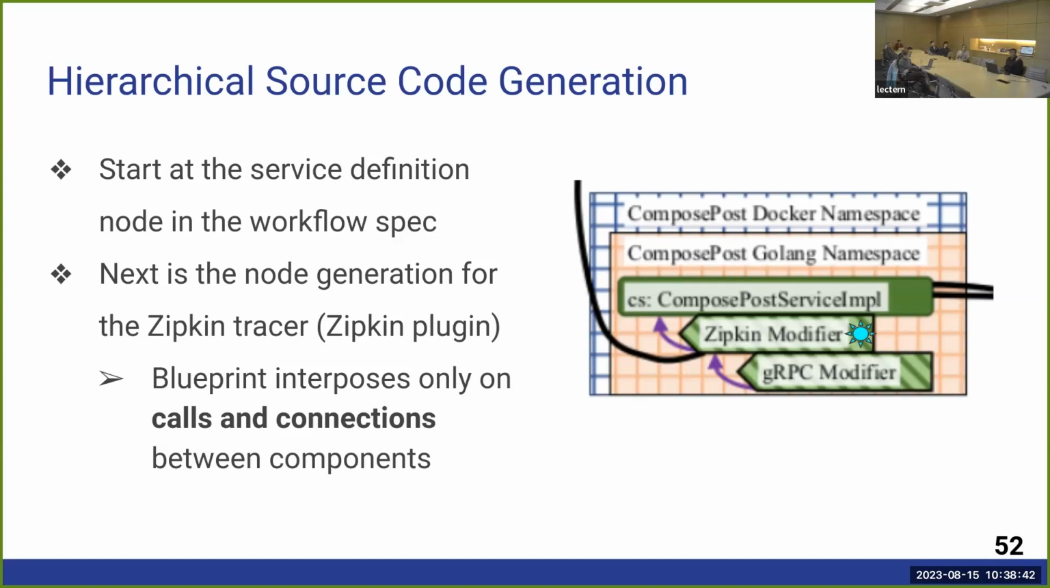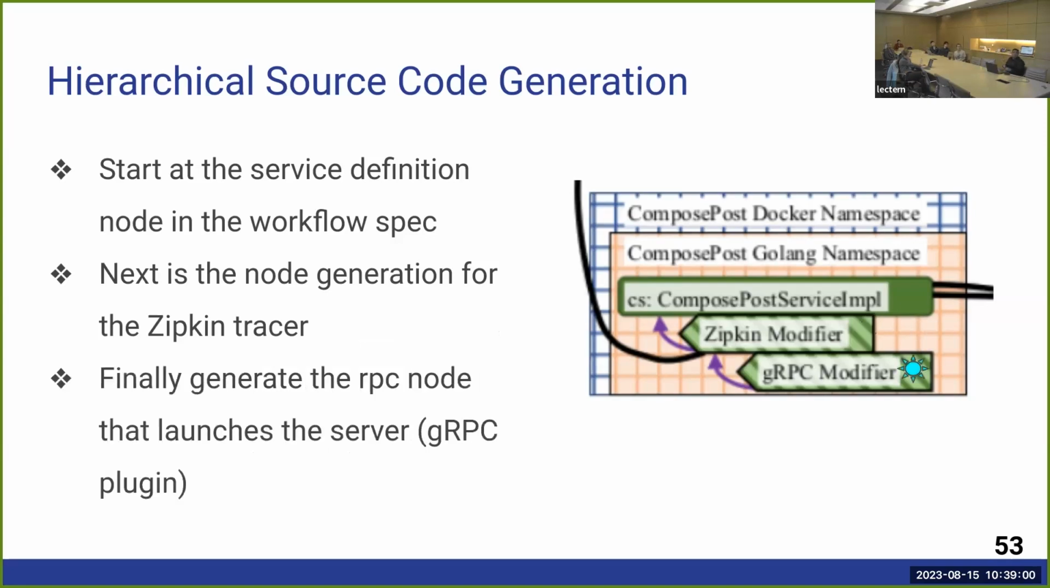In this scenario, the compiler will only interpose between the calls and connections between components and not modify the internal node itself. So the Zipkin node that is generated by the Zipkin plugin is a standalone entity that just fits in between the two service components. And we keep on modifying this over and over again, and we end up with a gRPC modifier next. So if you imagine you have the internal service, and then you have tracing in front of it, and then you have the gRPC.